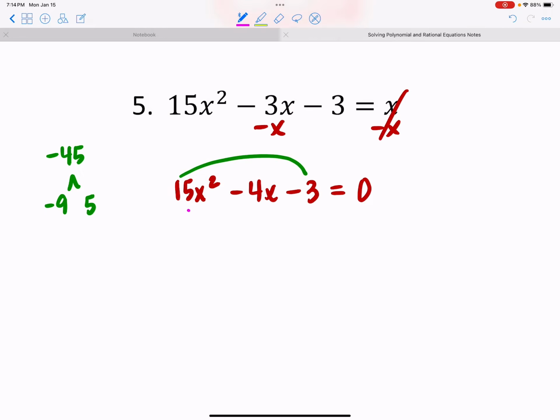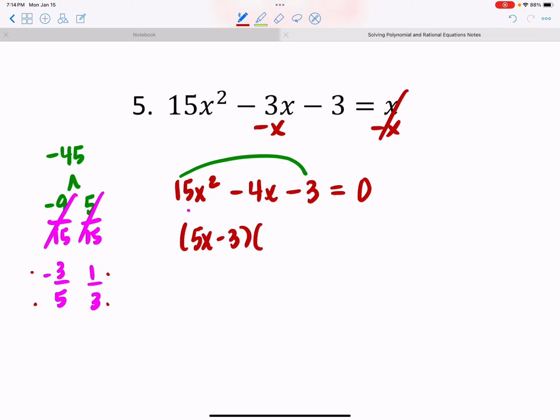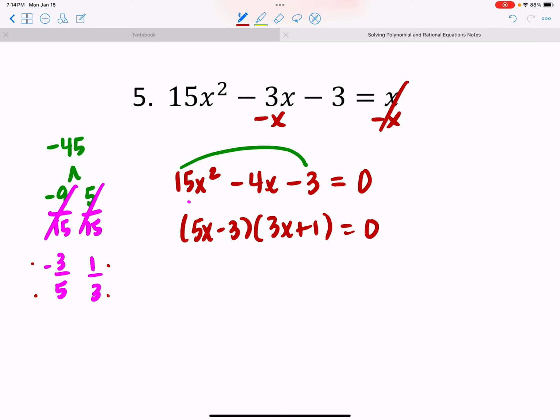I'm going to divide by my leading coefficient, which is 15. I'm going to reduce both of these fractions. This becomes negative 3/5, and this reduces to 1/3. And then read those from the bottom up to get my factors. So 5x minus 3 is a factor, and 3x plus 1 as a factor. And now I can see my solutions.